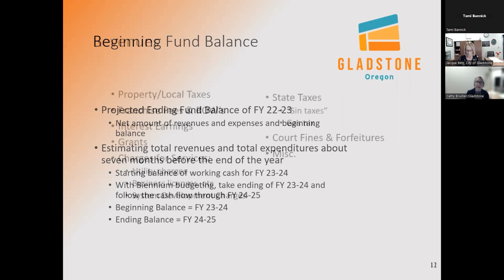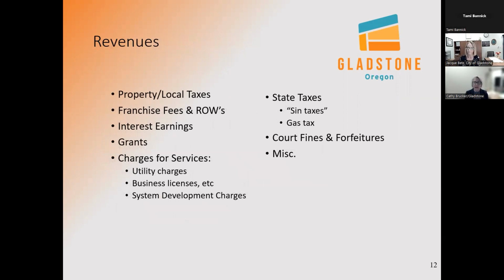Next slide. The revenues are projected based on analytics, historical trending, or external information received, such as the assessed value for property tax calculation. The city's main sources of revenue are divided into these categories: property and local taxes, franchise fees, interest, grants, charges for services, state taxes, court fines and forfeitures, and miscellaneous.